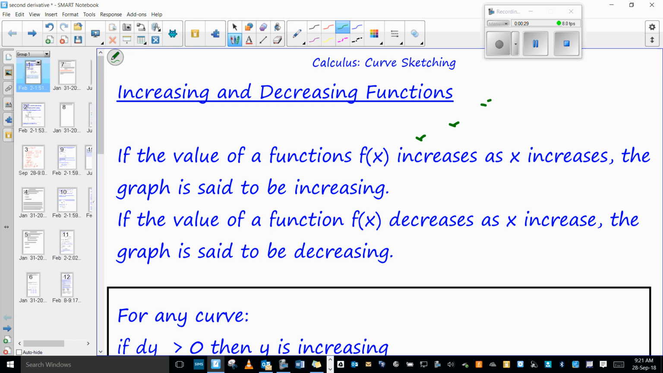If the value of a function decreases as x increases, the graph is said to be decreasing. Okay, makes sense.